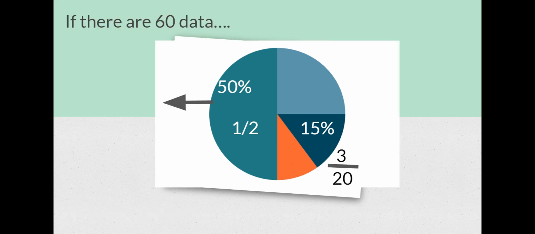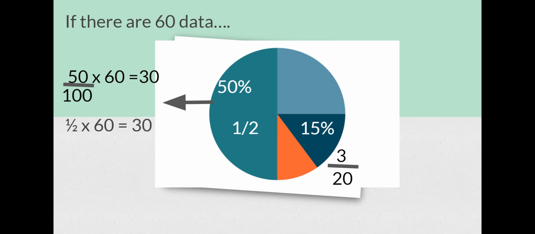Next, let's say the total data in this pie chart is 60. What we want to know is how many data there are in the half part. We can start by writing 50 over 100, because 50% is 50 over 100, times 60. The answer is 30. Or you can use the fraction: half times 60 equals 30. The way is the same. You just need to multiply it by the total data.